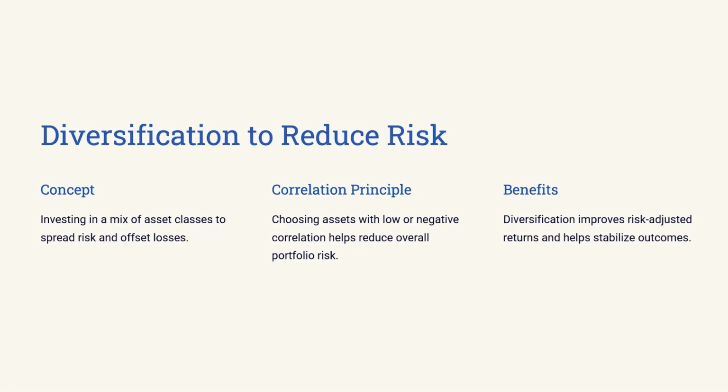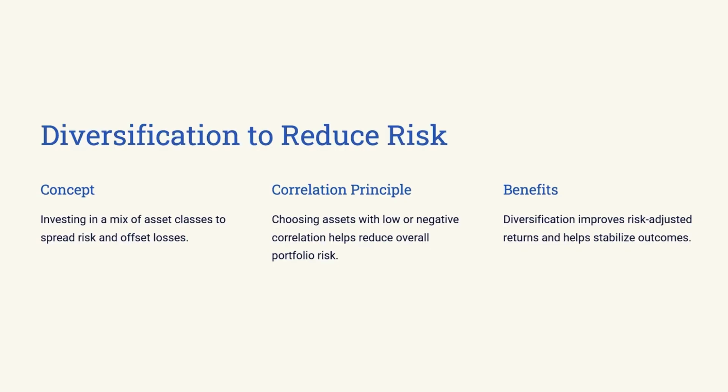Second is the correlation principle. The key is to choose assets that have low or negative correlation, meaning that they do not tend to move in the same direction at the same time. This helps to reduce the overall risk exposure of the portfolio. And third one is the benefit. Effective diversification can improve risk adjusted returns, meaning you get more returns for the amount of risk you take, and it helps stabilize overall investment outcomes.